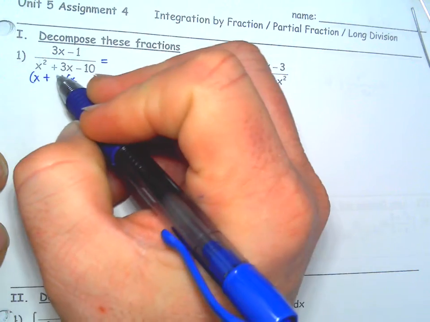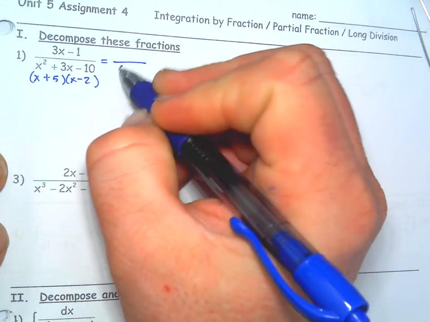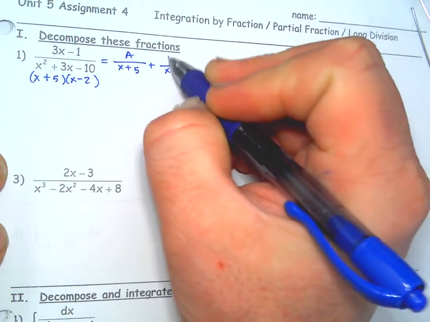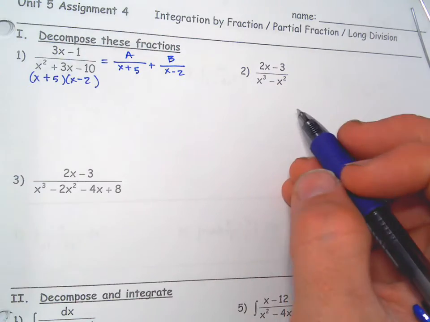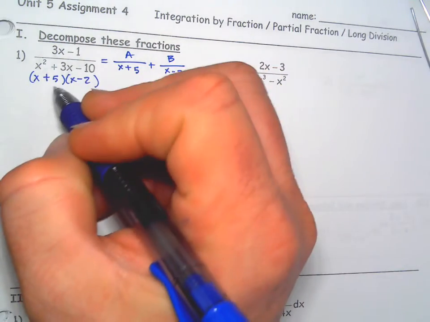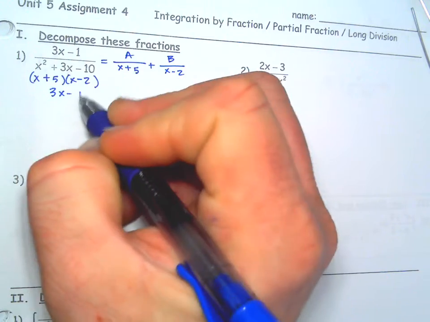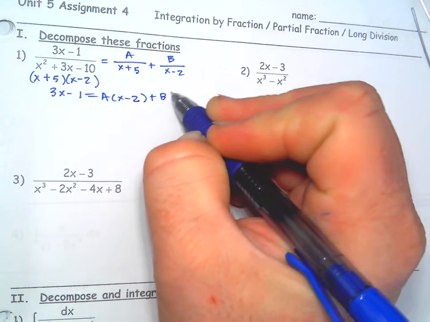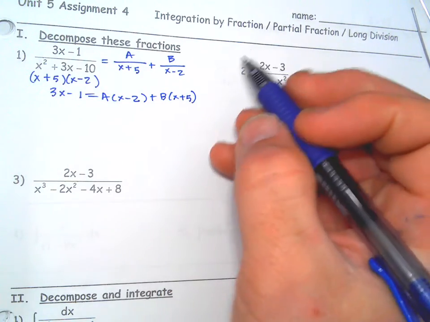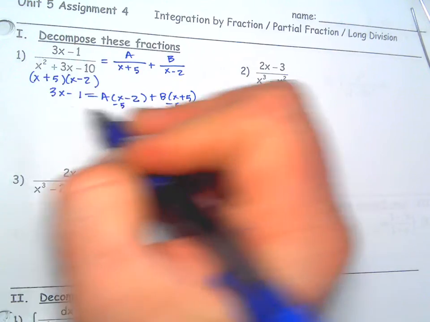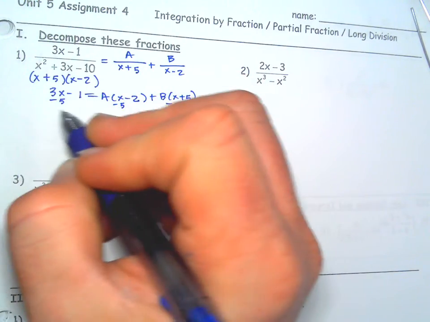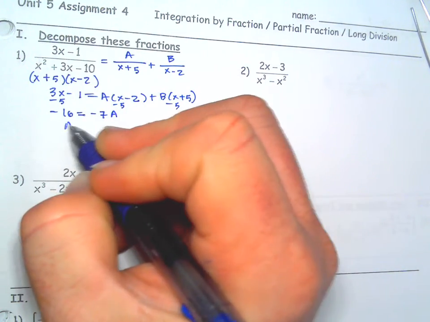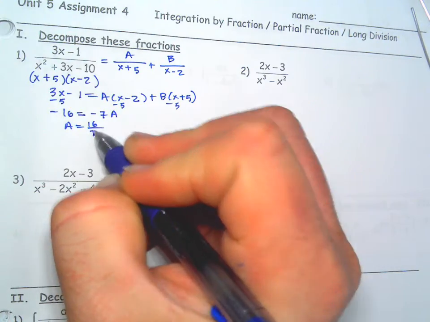x plus 5, x minus 2, so it's going to be x plus 5, x minus 2, and you put A or B over either one. So we're going to multiply through by the least common denominator, and we get 3x minus 1 equals A(x minus 2) plus B(x plus 5). Use the Heaviside approach. We could plug a -5 in, get rid of the B first, or get rid of the A first. Negative 16 equals negative 7A. So A equals 16 over 7.